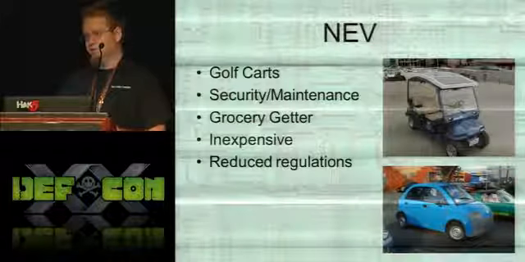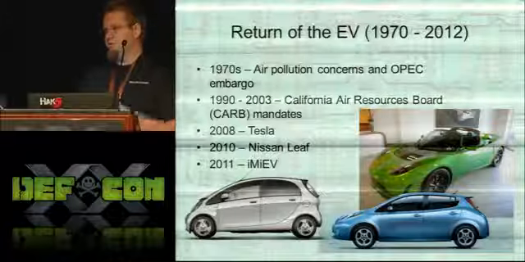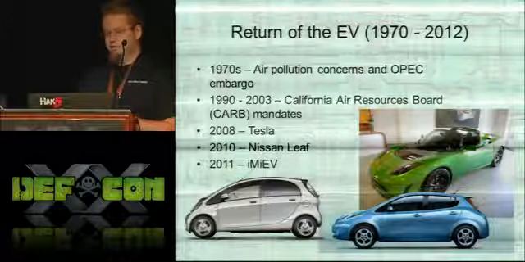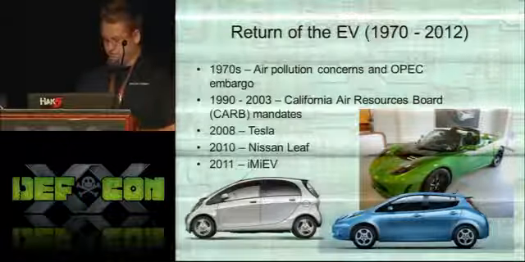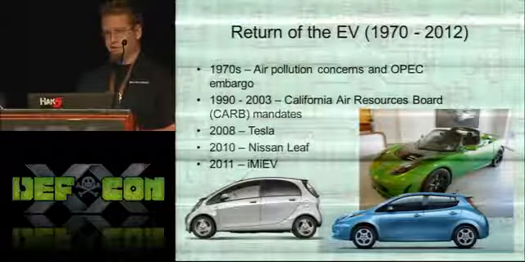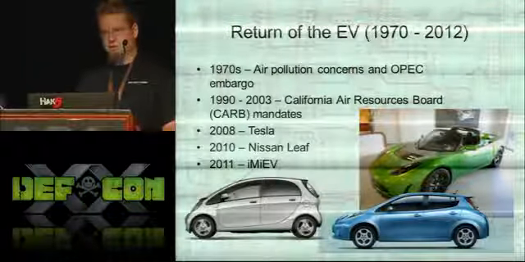There was an OPEC oil embargo that made all the manufacturers start making cars. And then also in California, whenever they pass CARB mandates, that gets people interested also. And then recently we have the Tesla and Nissan Leaf and the iMiEV and a few others that are hitting the market now.